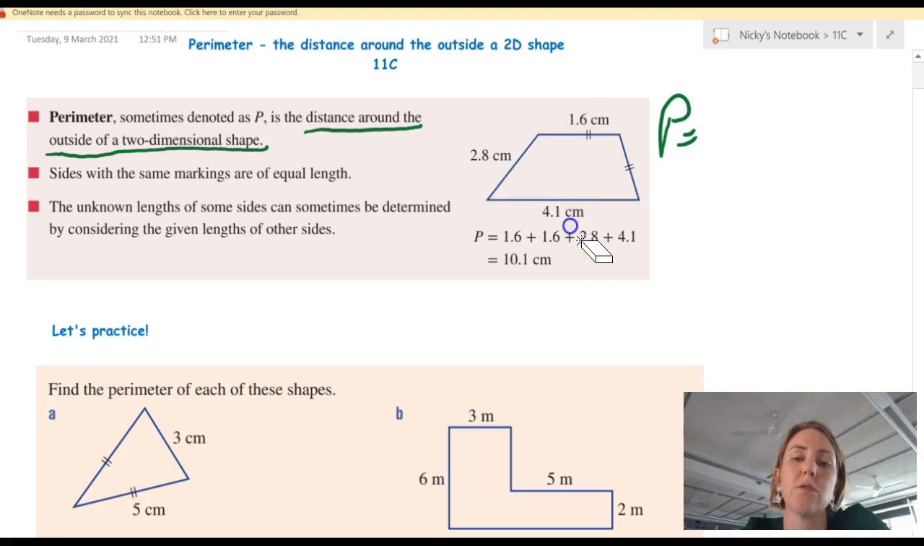Something that is also common with perimeter questions is these little symbols. 2 here and 2 here. Now, you've probably seen them before. They mean that those two sides are a pair, or perhaps a 3 if there's 3 sides with that symbol, and they all have the same length, whatever that length is. So this length here would also be 1.6 because it matches our symbol there.